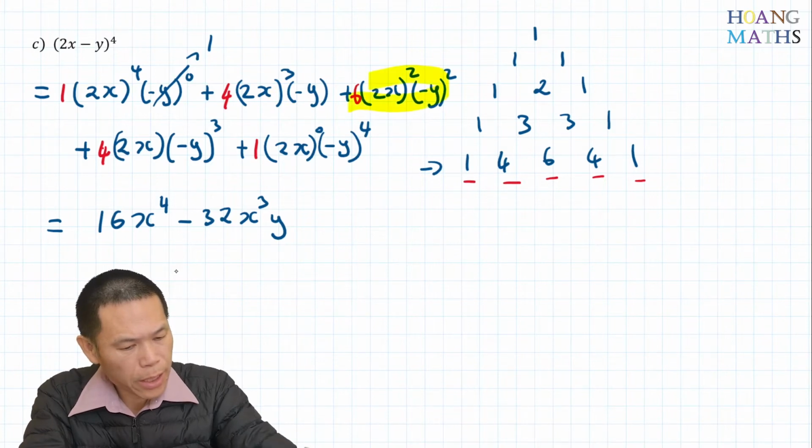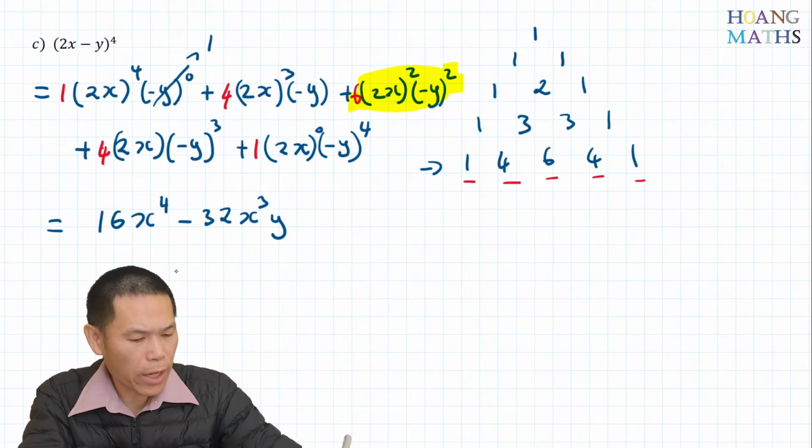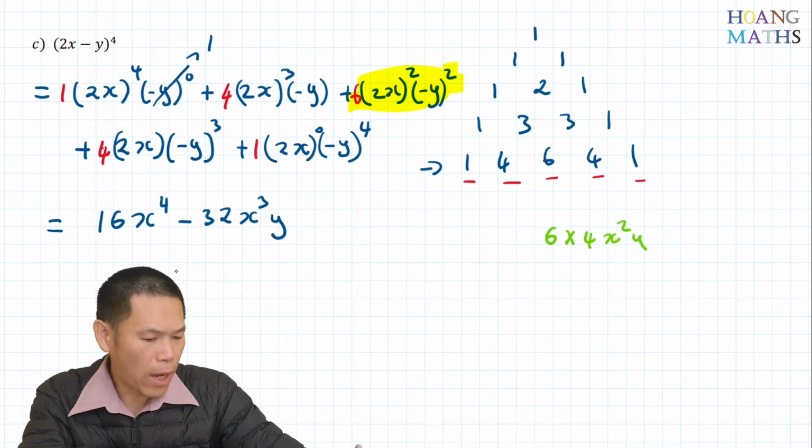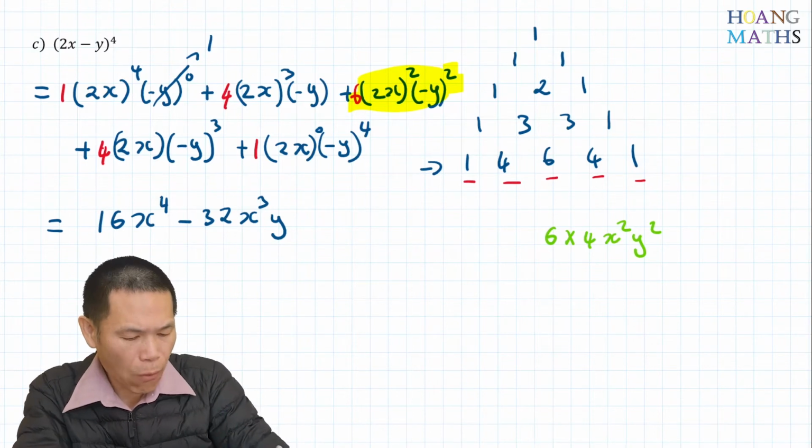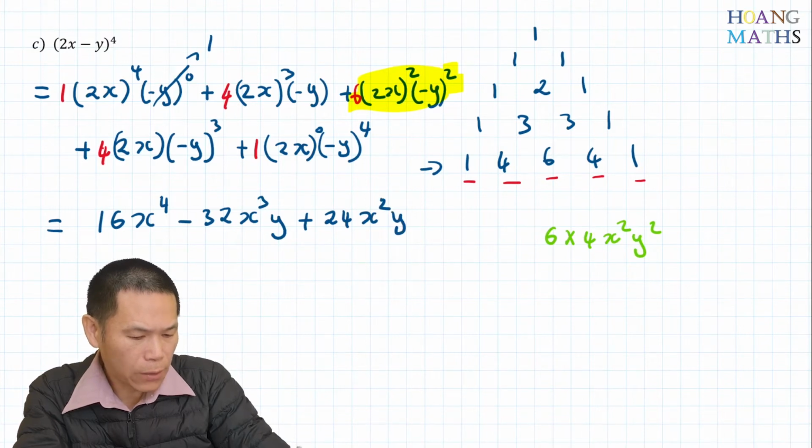And with this term here, we just simplify this. Negative y squared is y squared anyway. So we just go 6 times 2 to the power 2 is 4, x squared y squared. Therefore 6 times 4 is 24. So we write this down: add 24x squared y squared.